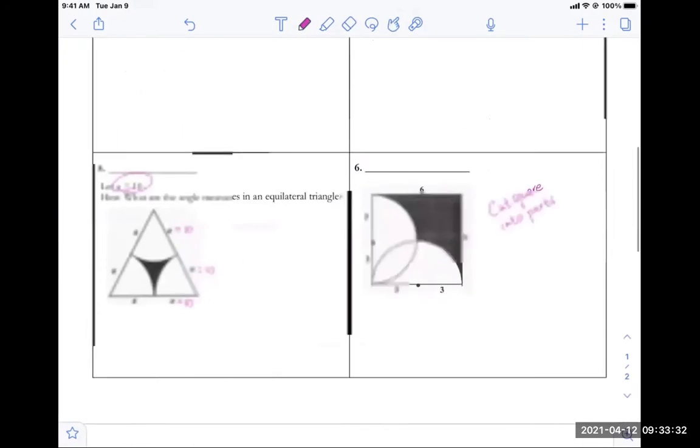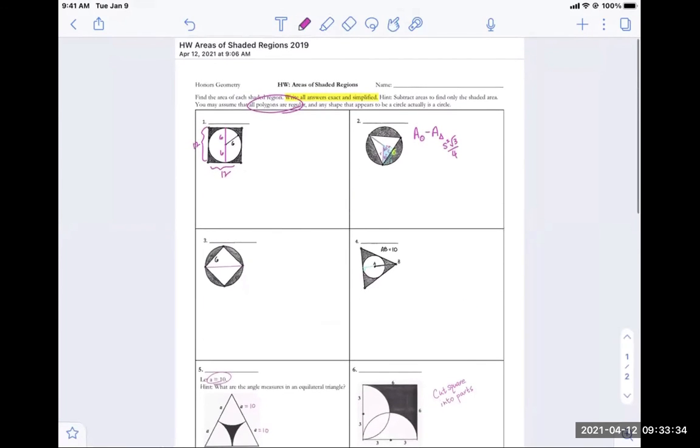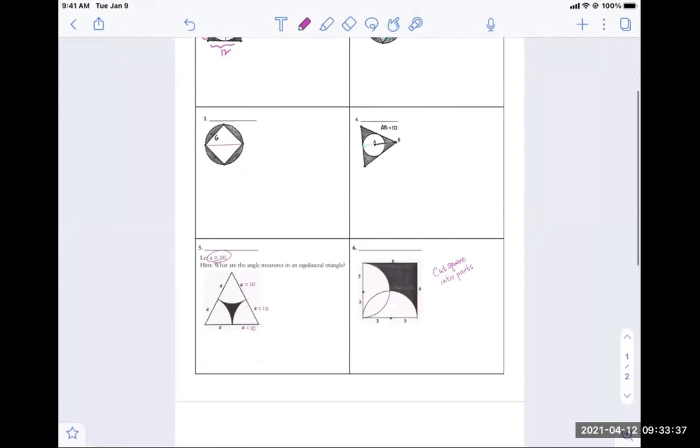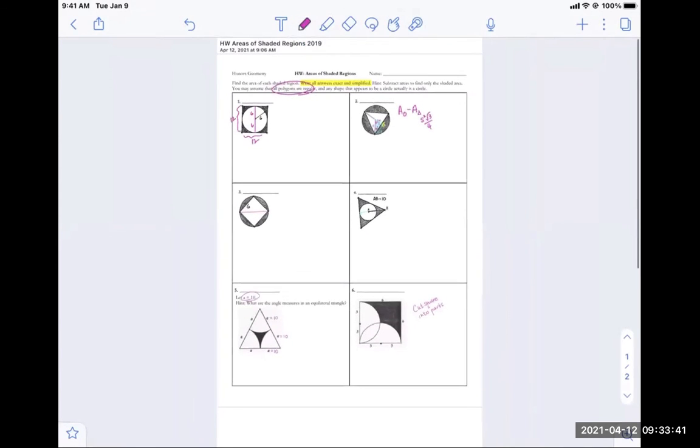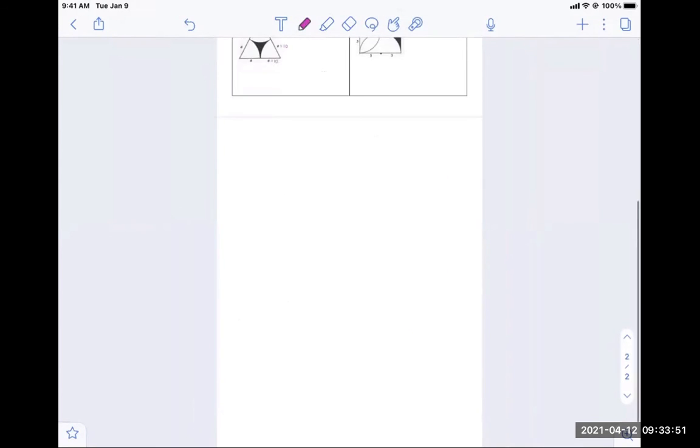All right. This is your homework for when I see you on Wednesday. And again, I'm not doing anything new with you. We're going to let the arc length and arc measure marinate for a little bit. And then when I see you on Wednesday, we'll be doing the next lesson, which will be areas of sectors. So I think I mentioned that a minute ago.